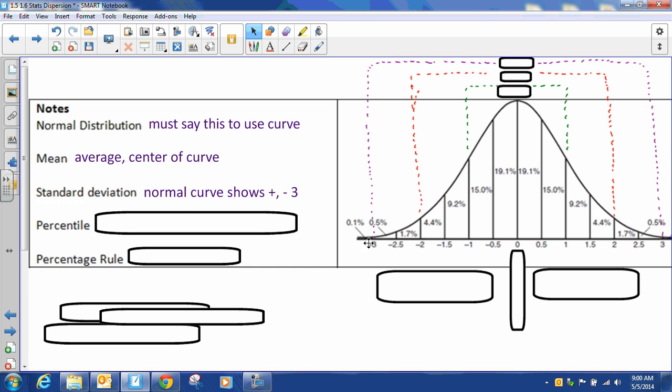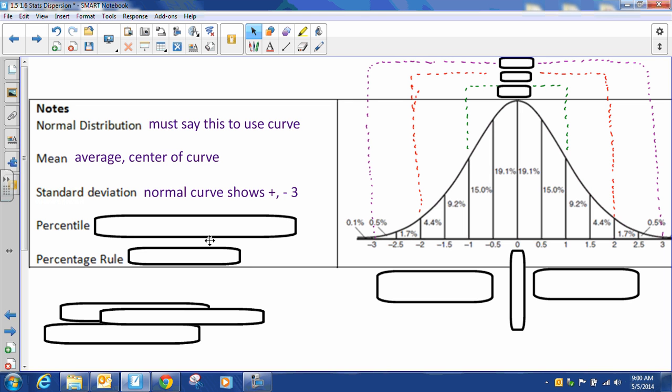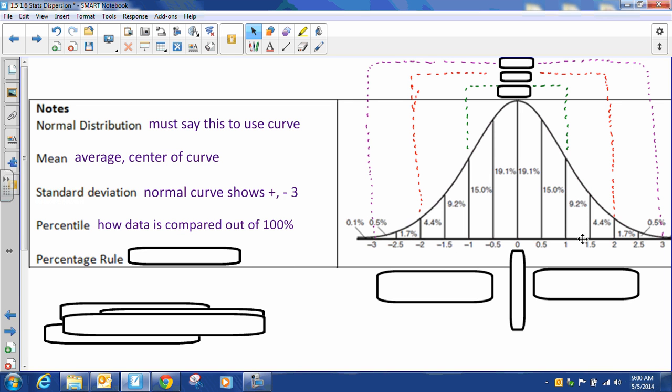Standard deviation is basically a measure of how spread out the data is. A normal curve shows plus or minus 3 standard deviations. Percentile means where the data is placed out of 100%. If you're right here in the middle, you'd be 50th percentile. Up here, 50 plus 34, you would be 84th percentile. So if you're 1 standard deviation above the mean, you'd be 84th percentile.